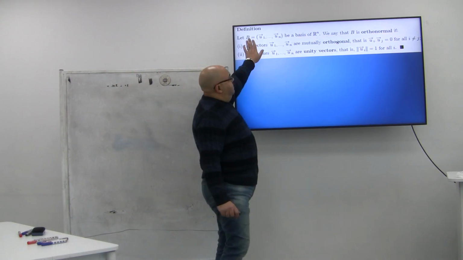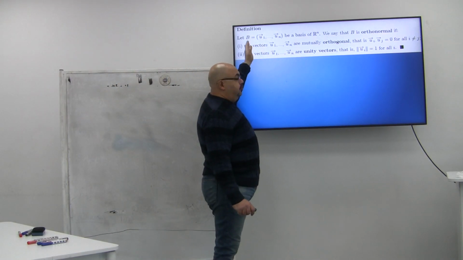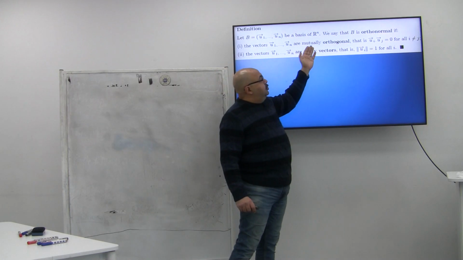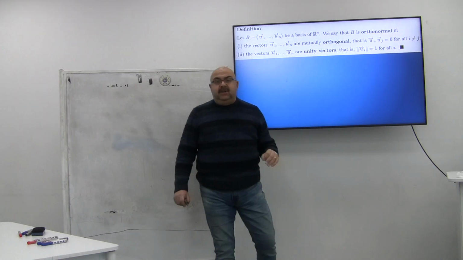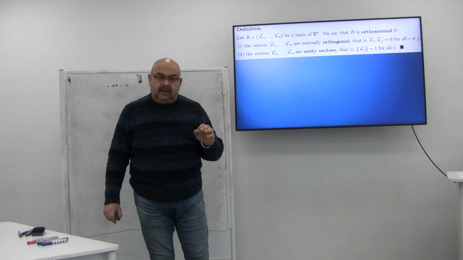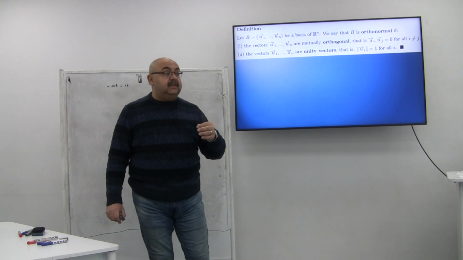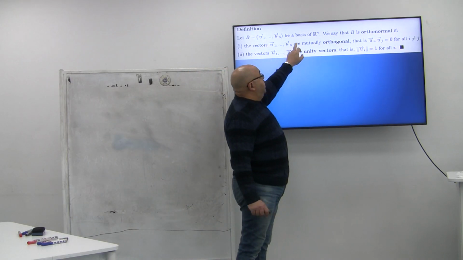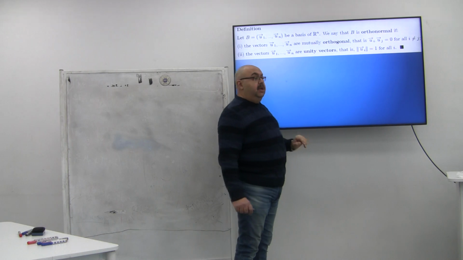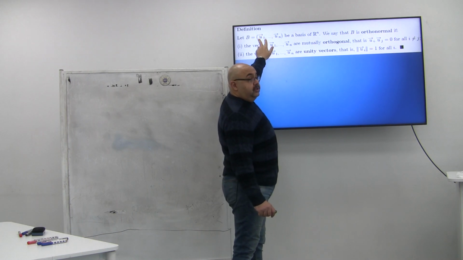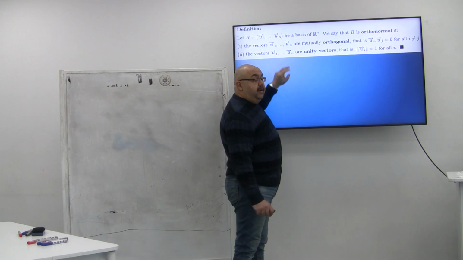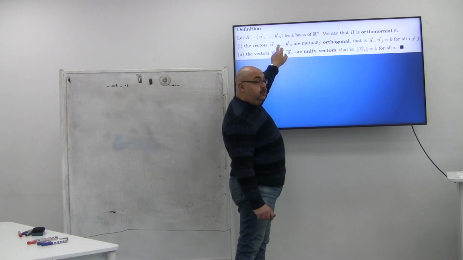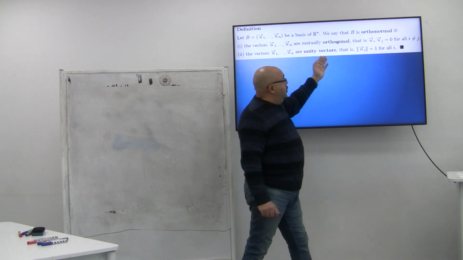If B is a basis for R^n, so it contains u1, u2, u3, a bunch of vectors, we say that B is orthonormal if the following conditions are satisfied. The first of them: the vectors u1 up to un are mutually orthogonal, which means if you take any two of those vectors and multiply them with each other, the result will be 0. So u1 times u2, u1 times u3, u3 times u4, all of them will equal 0.